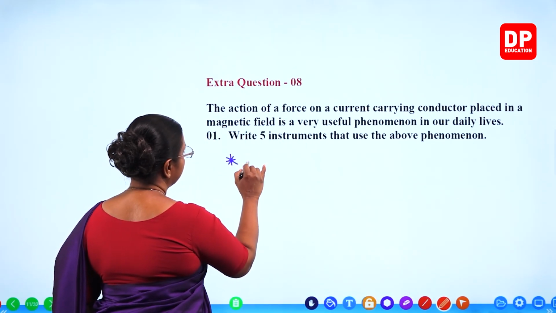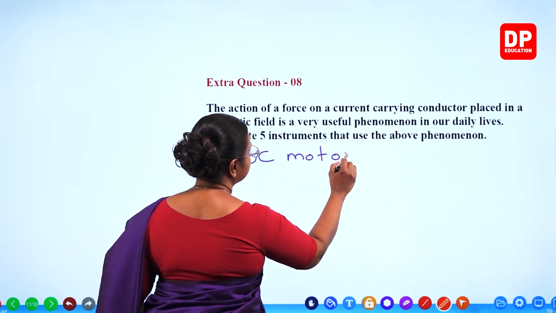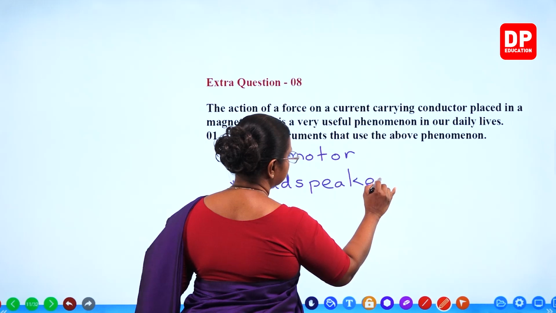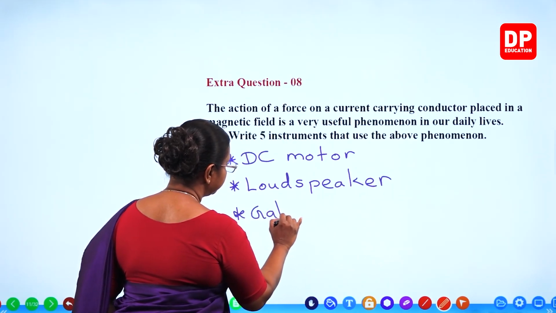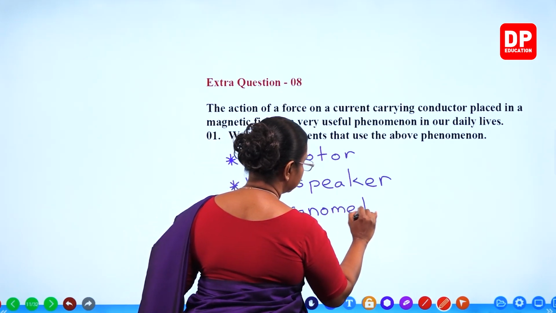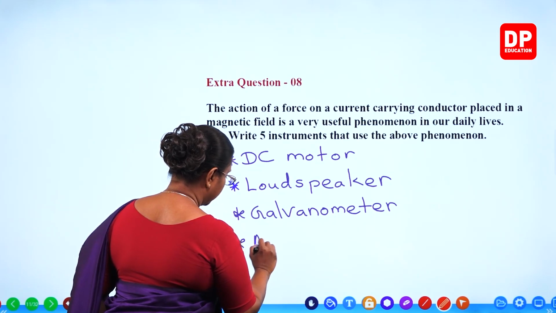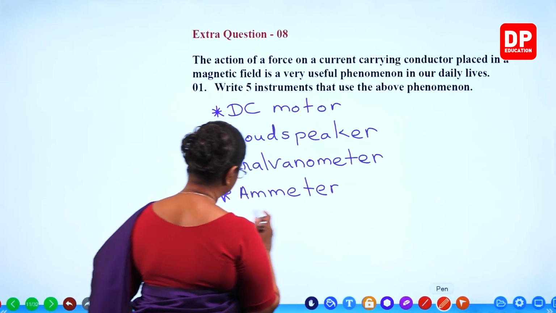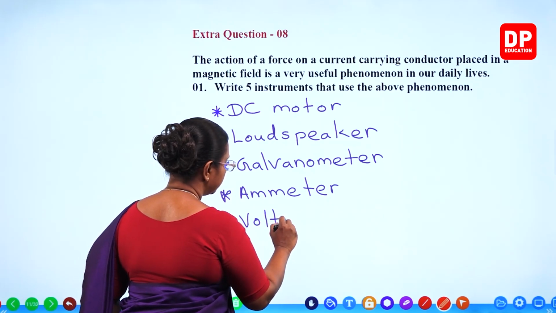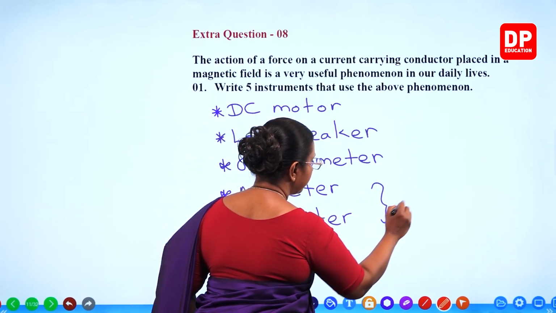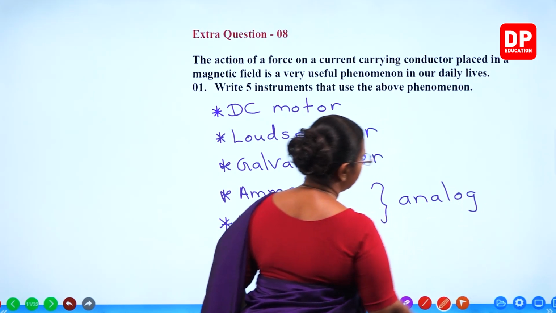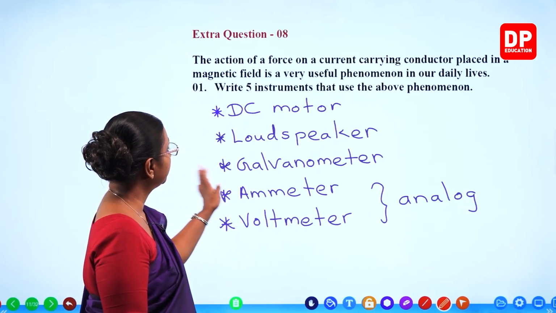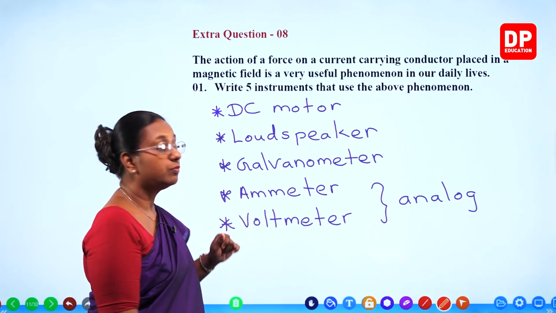5 instruments. DC motor, the loudspeaker, galvanometer, ammeter, and voltmeter. These have to be the analog ones, not the digital ones. The analog ones are based on this principle. So DC motor, loudspeaker, galvanometer, ammeter and the voltmeter.